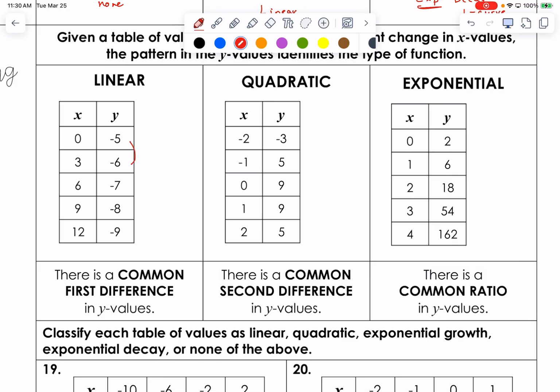Linear, they're going up by the same every time. So this is going up 1, up 1, up 1, up 1. Do you see it? Yeah.